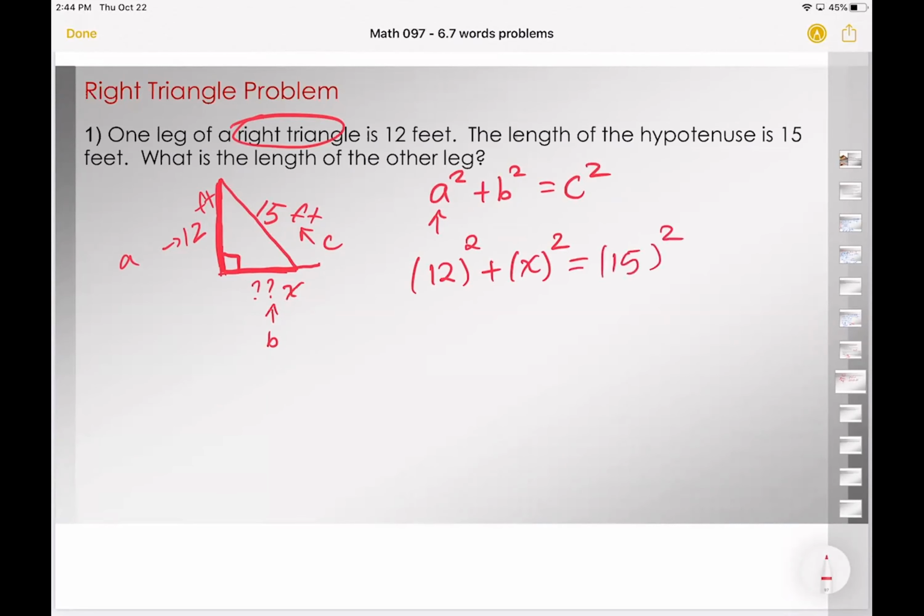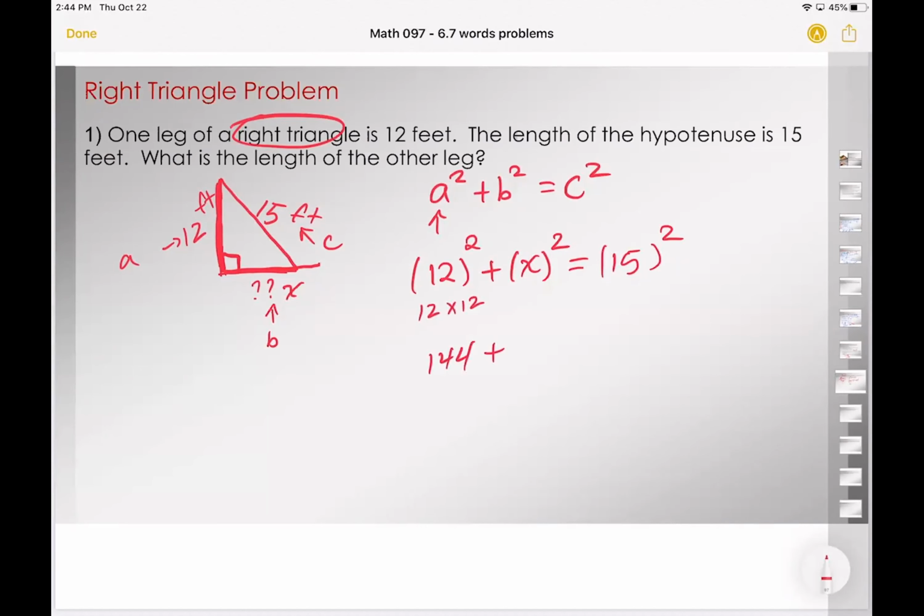So as you can see, if you have a right triangle, we have to use the Pythagorean theorem, which just tells you that a squared plus b squared equals c squared. You need to identify your a, your b, and your c, and plug them in. Hopefully this is smooth sailing. What is 12 times 12? Your calculator can help you out. 12 times 12 will give you 144.